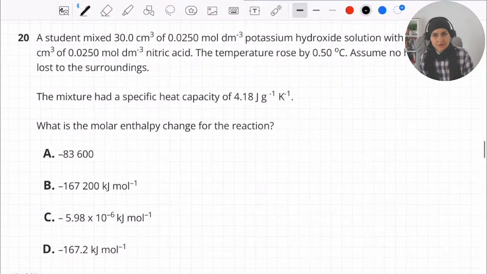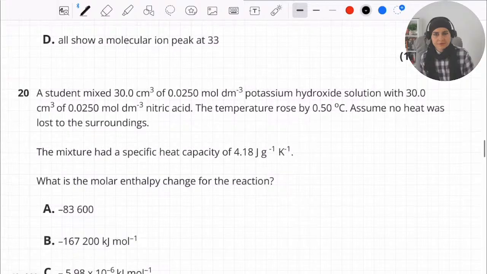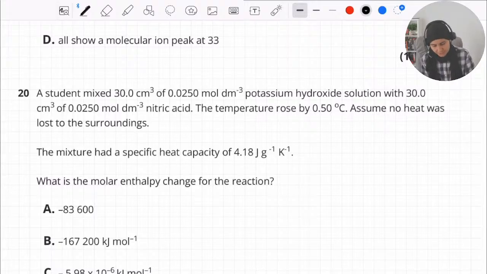Next question. Again, I'm covering the text. A student mixed 30 cubic centimeters of 0.025 molar potassium hydroxide, that's KOH, with 30 cubic centimeters of 0.025 molar nitric acid. The temperature rose by 0.5. Assume no heat was lost to the surroundings. What is the molar enthalpy change for the reaction? And we have the specific heat capacity.